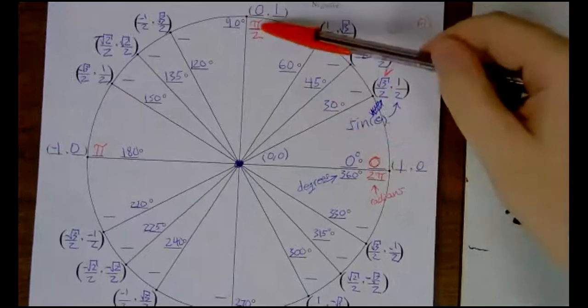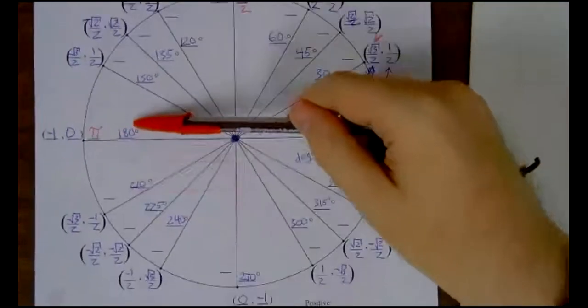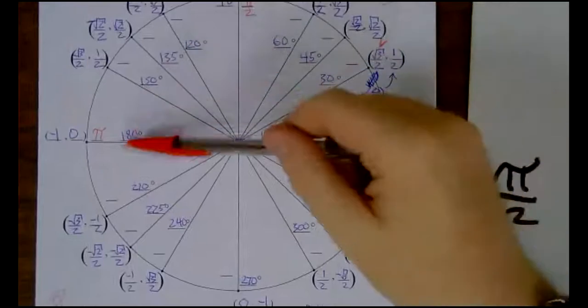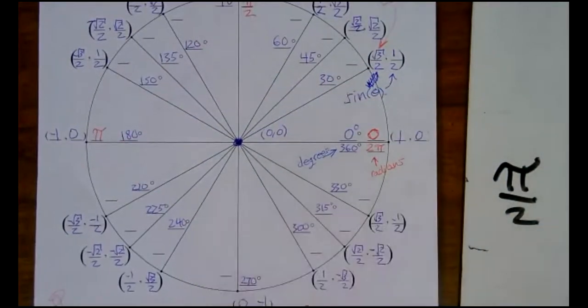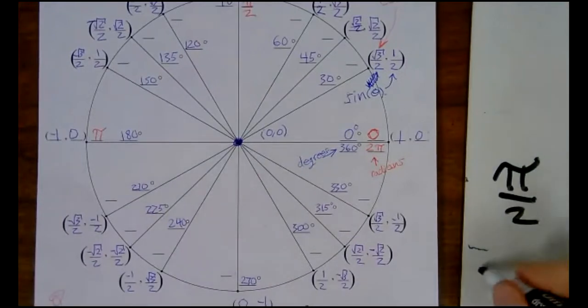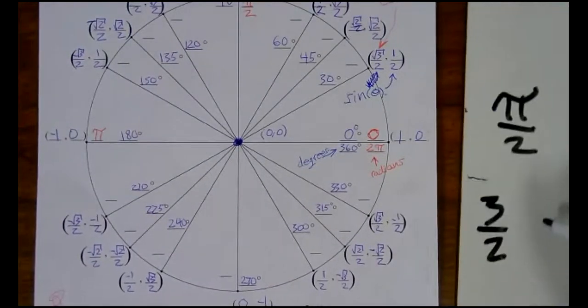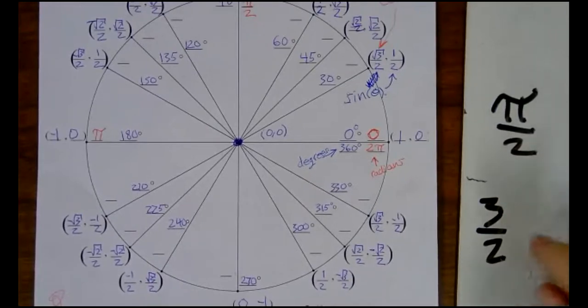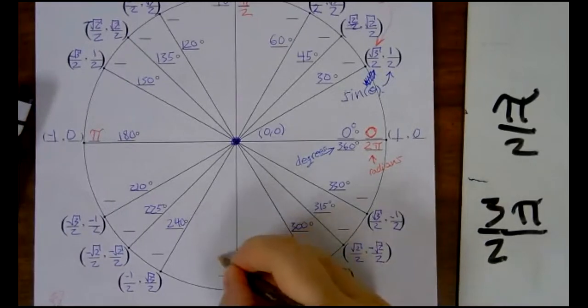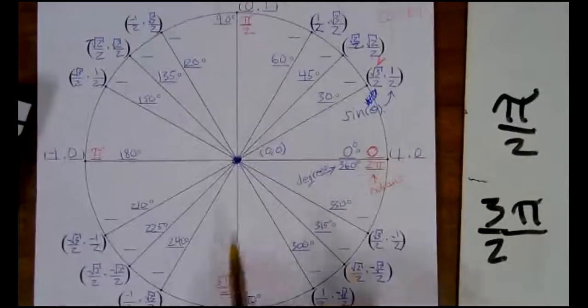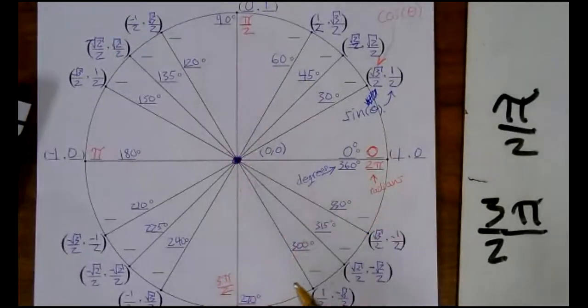Well, here's a half pi, here's 2 halves of pi. So this angle will be 1, 2, 3 halves of pi. We could write that as three halves pi, but it generally looks nicer to write as 3 pi over 2. So this angle here is 3 pi over 2. All right, what's half of a half?